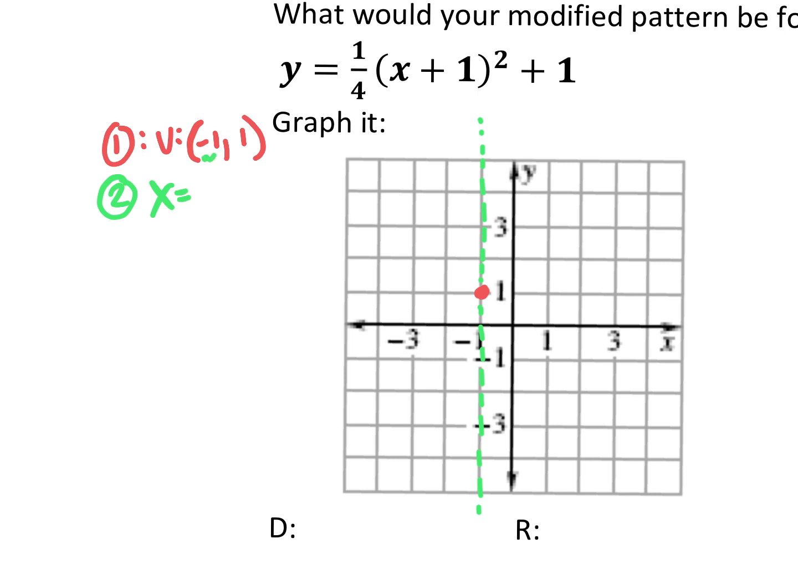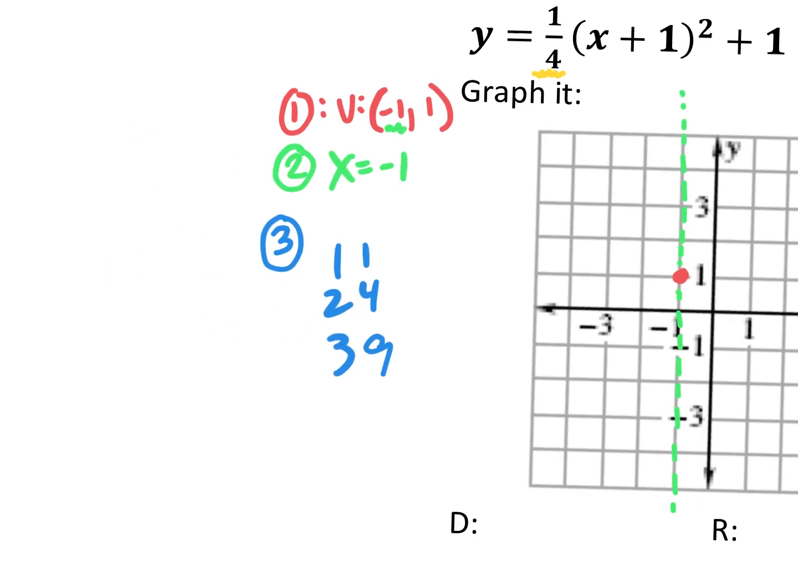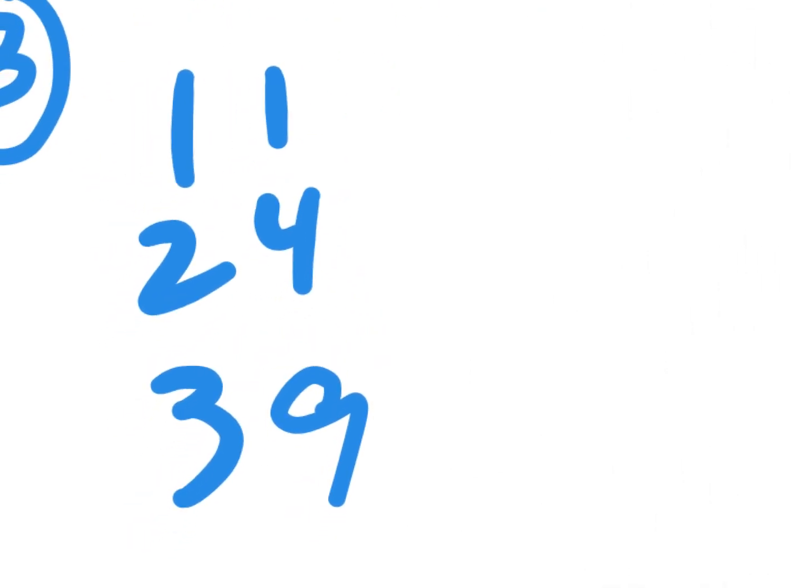X equals negative 1. Okay. Now let's go for some coordinates by using the pattern 1, 1, 2, 4, 3, 9. However, we have this new a value out here of 1/4. So I need to, let me zoom in here. I need to take these outputs. These are the inputs, these are the outputs, and I need to multiply them by 1/4. So this times 1/4, this times 1/4, this times 1/4.